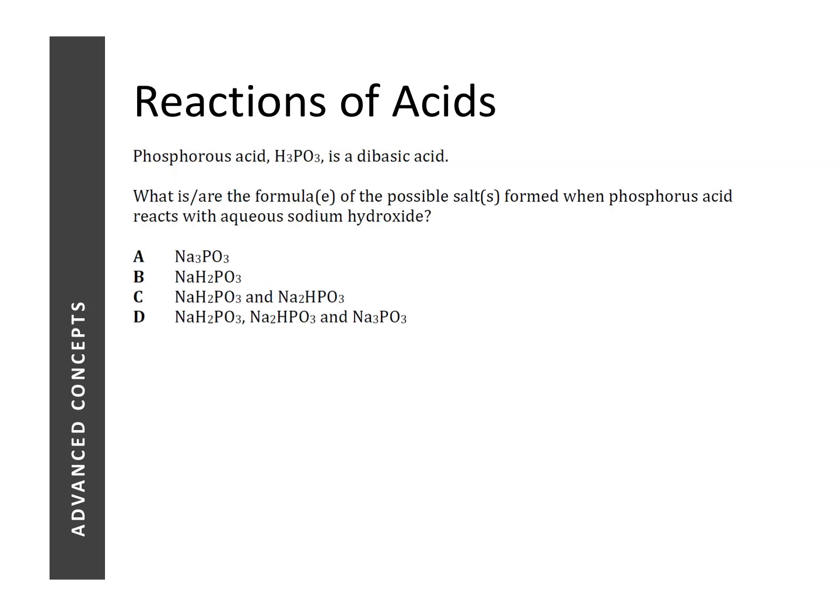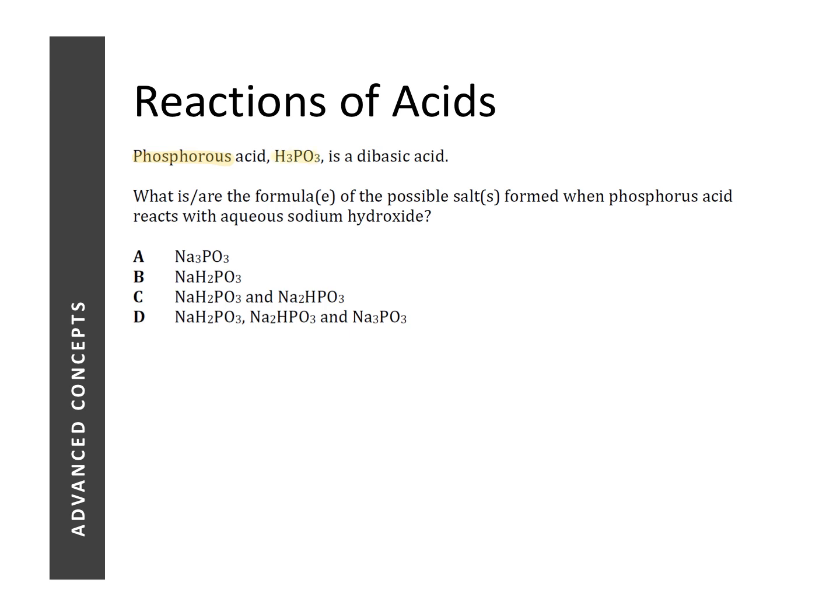For this question, we are looking at the reaction of a dibasic acid. Earlier in the lessons, we have learned the concept of basicity, which tells us the number of hydrogen ions that we can get from one unit of an acid. For example, sulfuric acid H2SO4 is a dibasic acid because one unit of the acid can produce 2 units of hydrogen ions. Now for this question, we are looking at phosphorus acid. Phosphorus acid has the formula H3PO4.